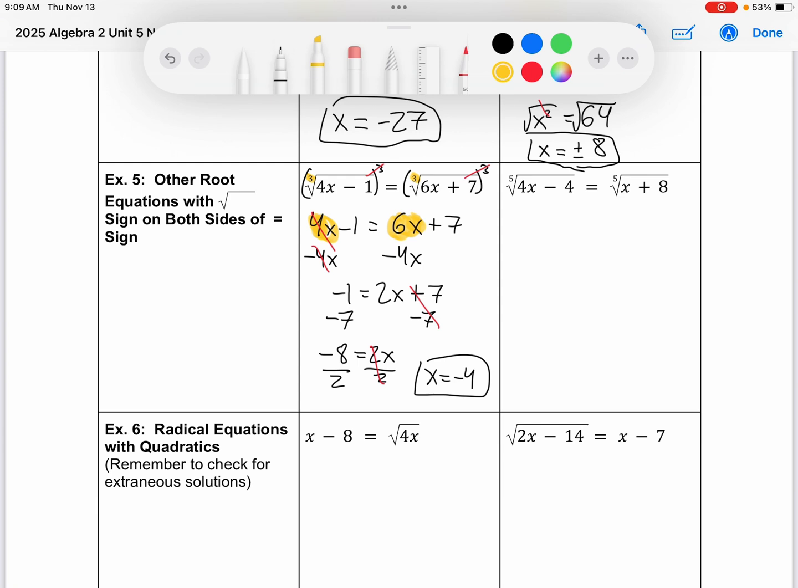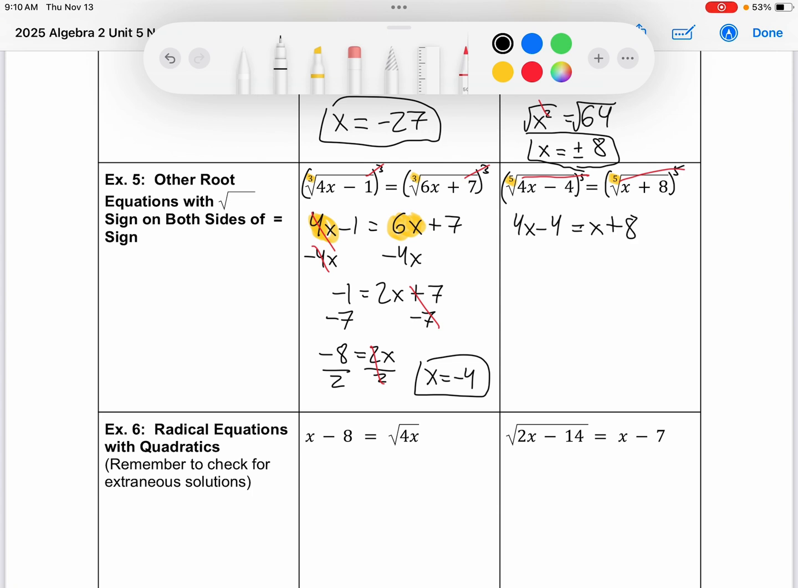Similarly for the next one, here we are taking the fifth root on both sides. So we have the fifth root of 4x minus 4 and the fifth root of x plus 8. So I can eliminate those radicals by taking both sides to the fifth power. Again, making sure that the power matches the root. That eliminates the radicals on both sides, so that gives me 4x minus 4 equals x plus 8.